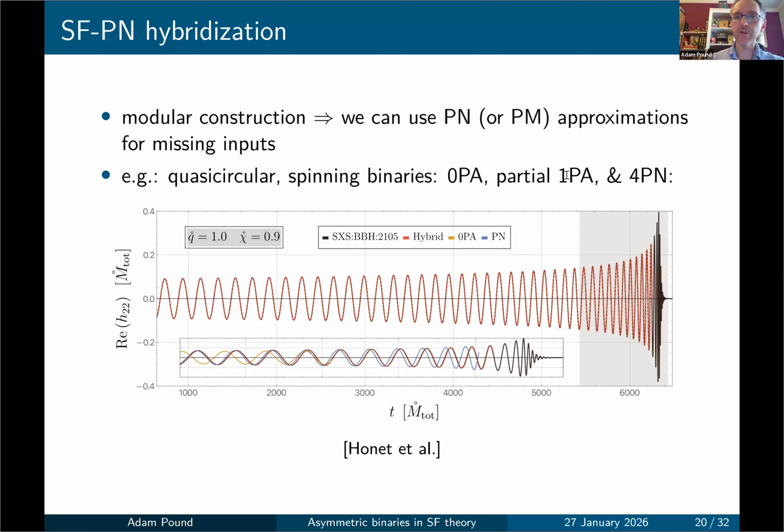So in particular, all the first order conservative data is available. This is still quasi-circular, but now we're allowing the spin on the primary to be whatever it wants to be. And then the missing 1PA information we are taking from 4PN. And then we're also adding all the available higher order PN information as well.